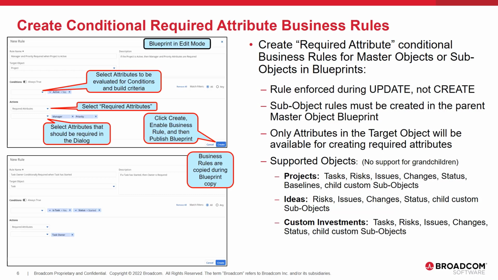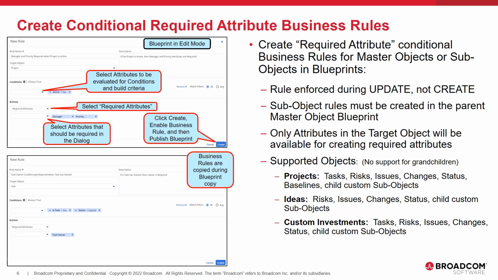I want to call out a few important points, and that is this rule is enforced during update, not during the create experience. And as I noted before, any sub-object business rules have to be created under the parent master object. And you'll see here on this slide that there's a list of the objects and their sub-objects that are supported for these conditional required business attribute rules.